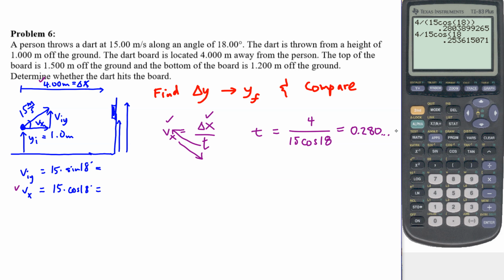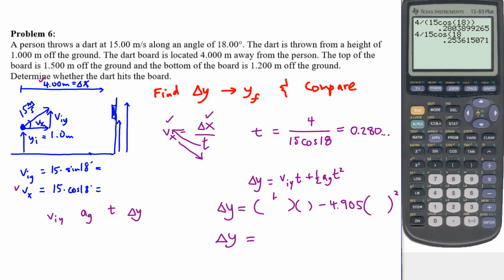Now that I know time, let's turn to the y-axis. Which y-axis equation has VIY, the acceleration due to gravity, time I know, and I'm looking for delta y? The equation we need is this one, of course. Plug in the values and solve for delta y.